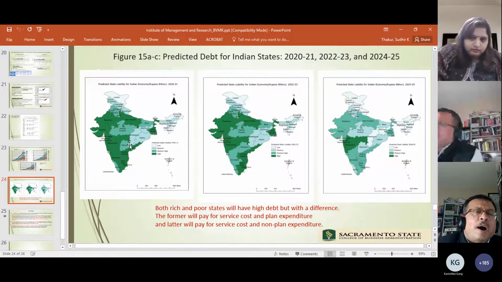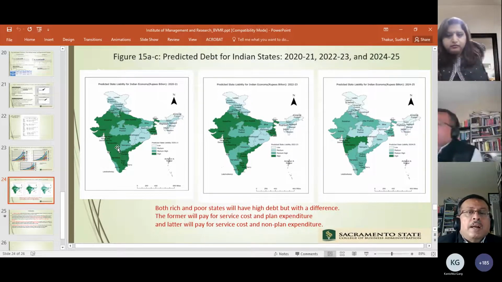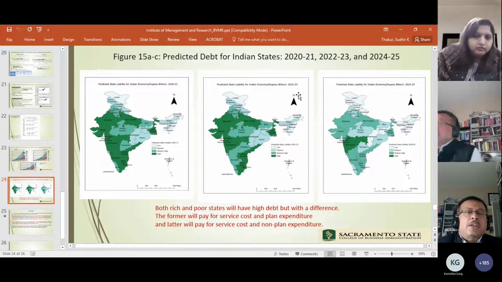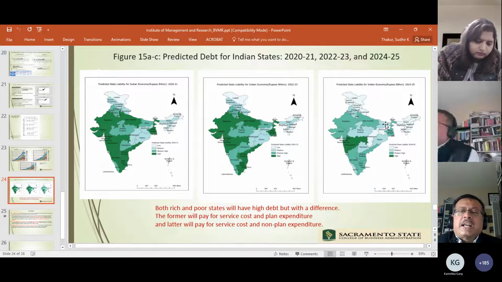So for 2020-21, most of the states are in the high debt category, even the developed states. And this is largely because of the pandemic situation India is facing and the rest of the world is facing as well. But as you go on to 2022-23, the pattern is similar, but the position begins to improve slightly, marginally. But by 2024-25, there is a major shift, and most of the states are in the medium to low debt categories, except Maharashtra, which is going to be in a high debt category.